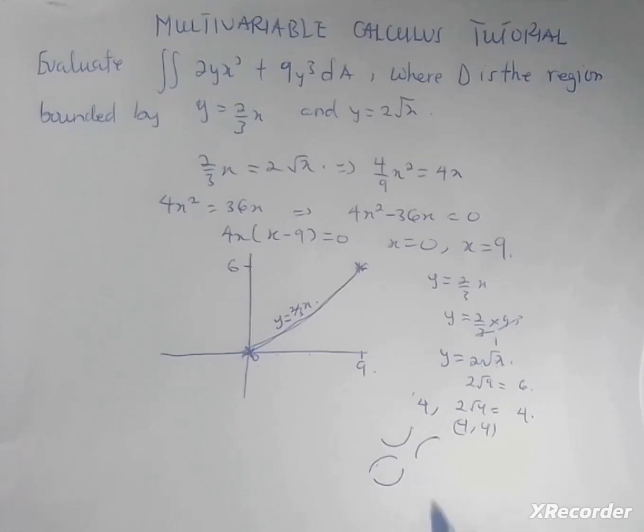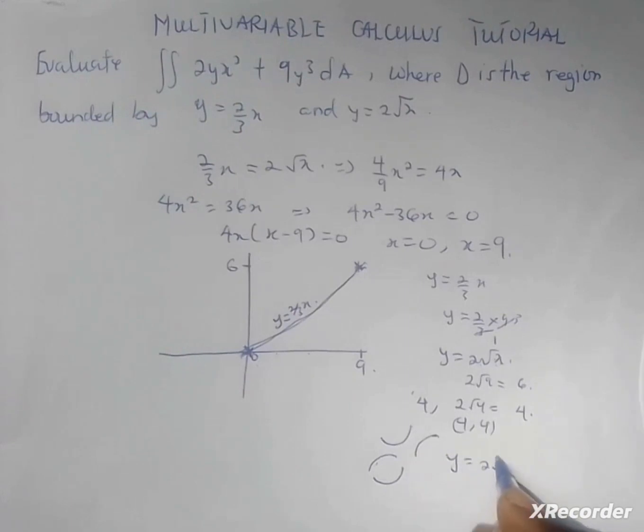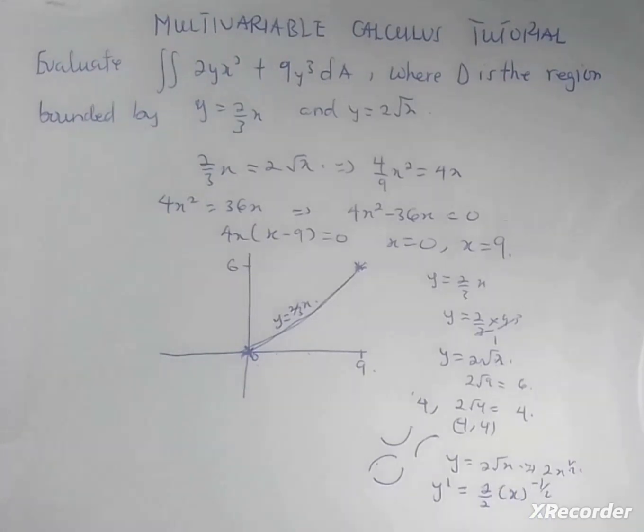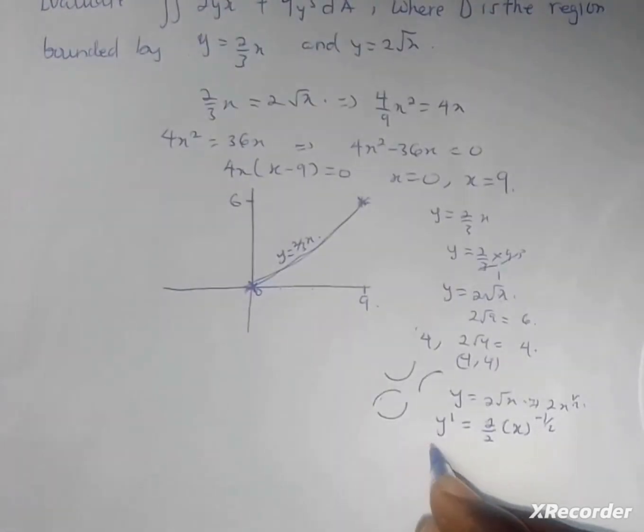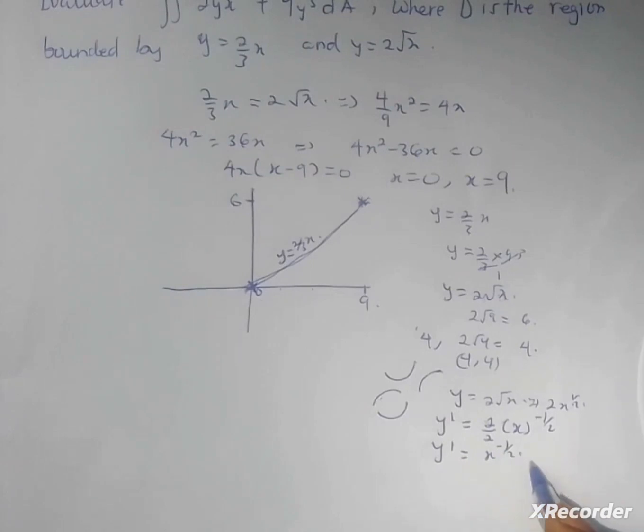So let's see. If you have y is equal to 2 root x, what are you going to do? My first derivative y prime is going to give me, this is the same as 2 x to the power half, right? So I'll multiply half by 2. So I'm going to get 2 over 2, then multiplying x to the power negative half. So my first derivative will be y prime is equal to x to the power negative half. Then I'll find my second derivative to confirm.